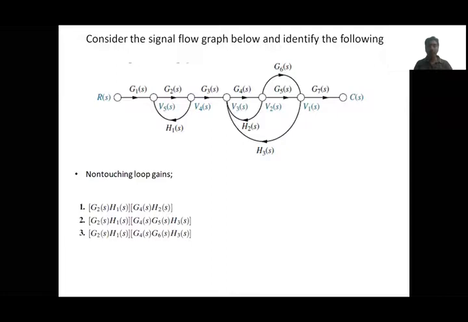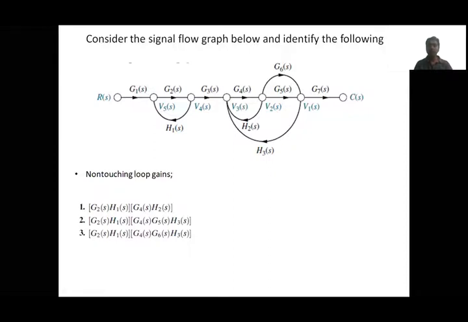So we have three non-touching loops, and also we'll verify the second loop and third loop. This is the second loop, and the third loop is this one. If you see the second loop and third loop, this node is common and this node is common, right? Therefore these two are not non-touching loops. In a similar way we'll verify the second loop and fourth loop. This is the second loop and the fourth loop is this one. Again these two nodes are common to the two loops. Therefore these two are not non-touching loops.